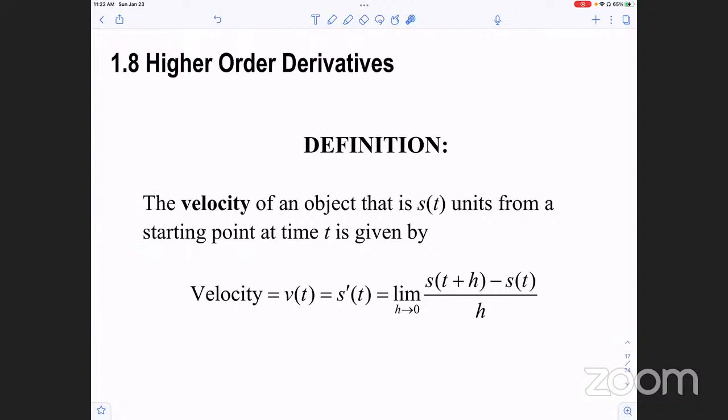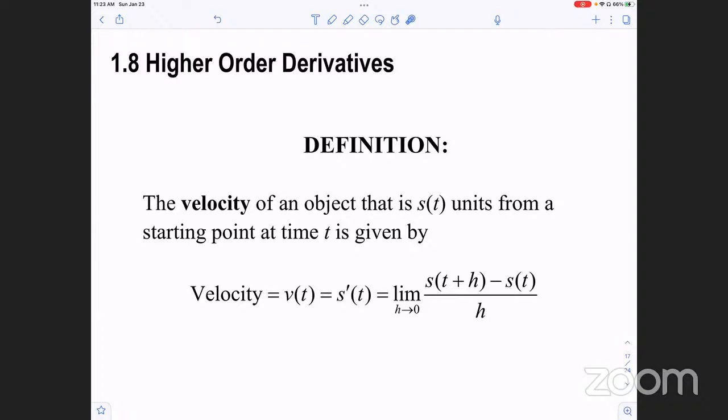So the concept behind higher order derivatives is simple. It's basically derivatives of derivatives, right? You just keep taking that derivative, but you can see how quickly it can get nasty, right? But the main thing is that you get the concept, and then just practice, and you'll get better.